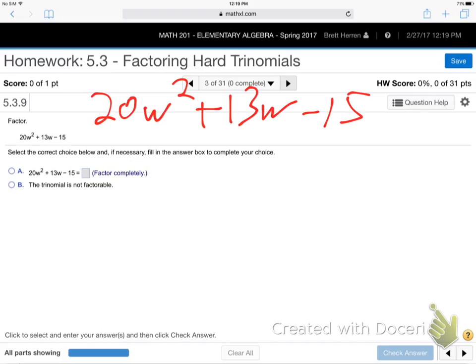Hey, what's in common to all the terms? They all have a number? Like a number that goes in all this? No. So we don't do one big parenthesis. Go right to the 2.